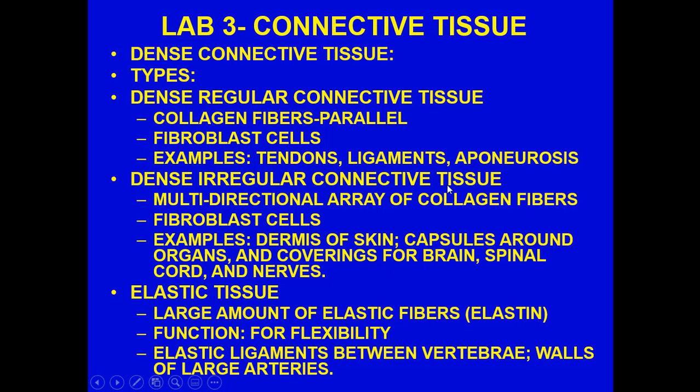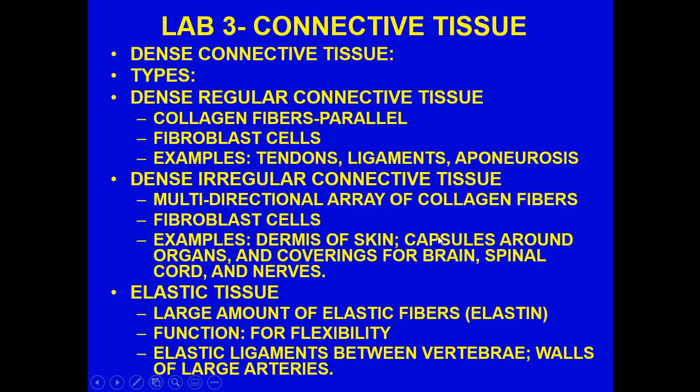The dense irregular connective tissue. This is a multi-directional array of collagen fibers. So not just pulling in one direction, but it can handle tugging and pulling on things in X, Y, Z, in all these different directions. So where would you see these prominently? The dermis of the skin, the capsules around organs, and the coverings for brain, spinal cord, and nerves. Oh yes, and one of the predominant cells there is again fibroblast cells. So to help tell regular and irregular apart: in irregular, you're not going to see this nice stacked-up arrangement of collagen fibers. Regular, you will. They'll all be sitting parallel.